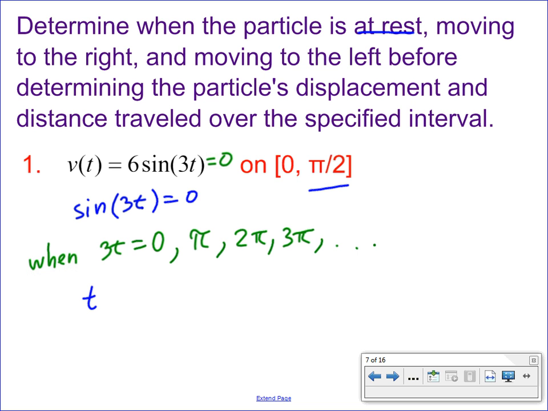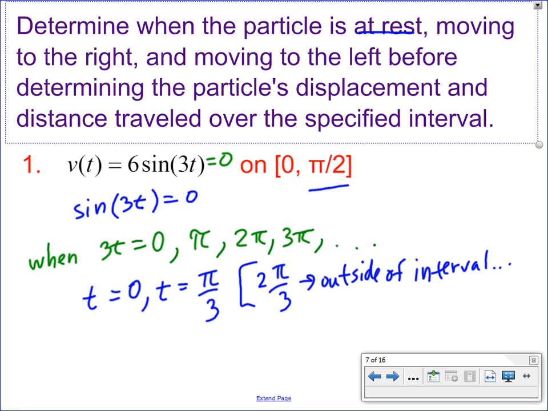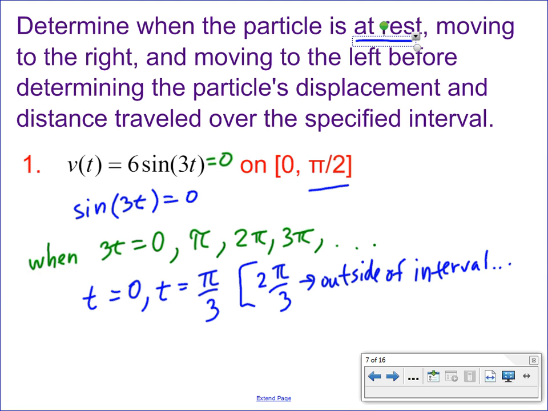So when does that happen? When t equals 0 and when t equals pi over 3. The next one, 2 pi over 3, is outside of my interval. All right, so we know the particle is at rest when t equals 0 and pi over 3.